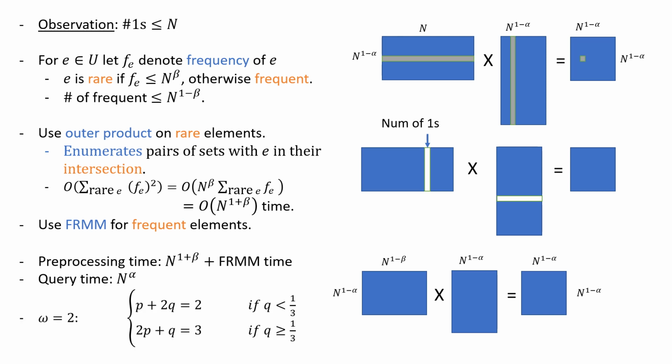In order to simplify the presentation here, suppose that omega, which is the exponent in the optimal time cost of multiplying two n by n matrices, is 2. With this assumption, we have the following two-piece curve. For q less than a third, we have p plus 2q equals 2, and for q at least a third, we have 2p plus q equals 3. Intuitively, the reason the curve has two pieces has to do with the way in which the time cost of fast rectangular matrix multiplication algorithms depend on the dimensions of the matrices.